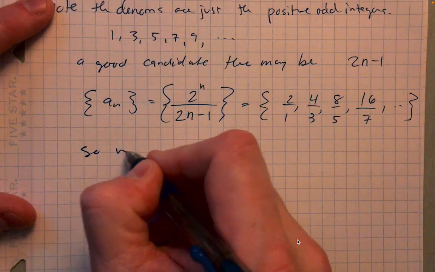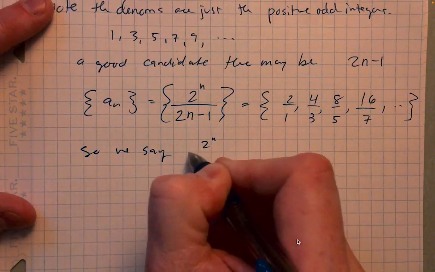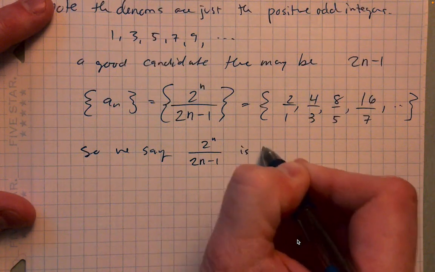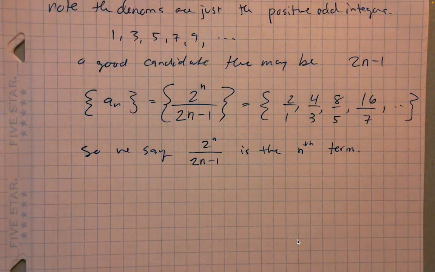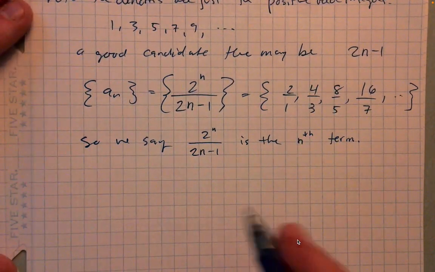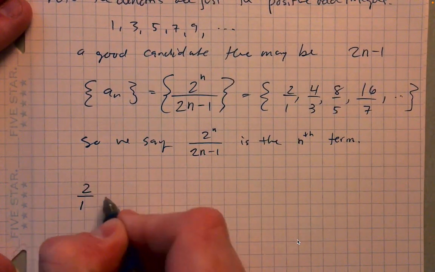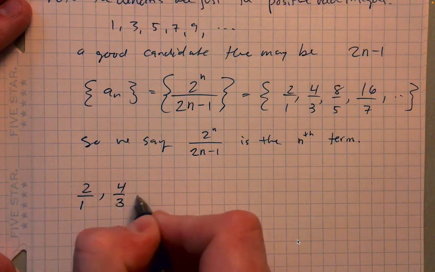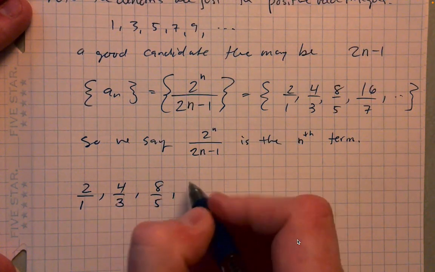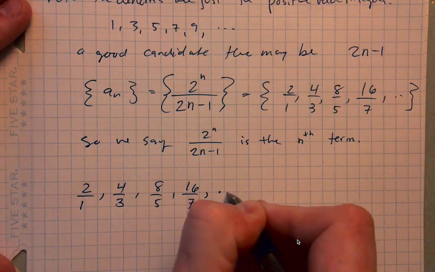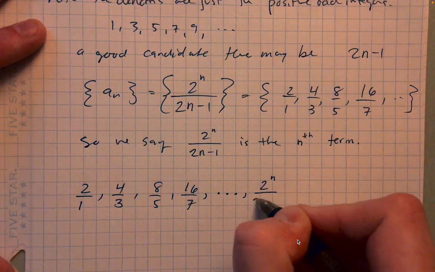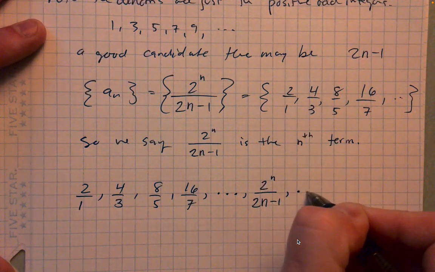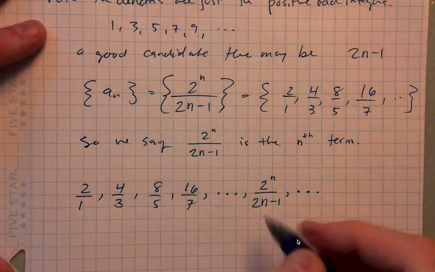So we'd say 2 to the n over 2n minus 1 is the nth term. Now, sometimes that can throw people, so let me elaborate on what we mean by the nth term. If you can imagine, you've got 2 over 1, 4 over 3, 8 over 5, 16 over 7, dot, dot, dot, and then somewhere out here you're going to have 2 to the n over 2n minus 1, dot, dot, dot. So that's what we mean by the nth term.